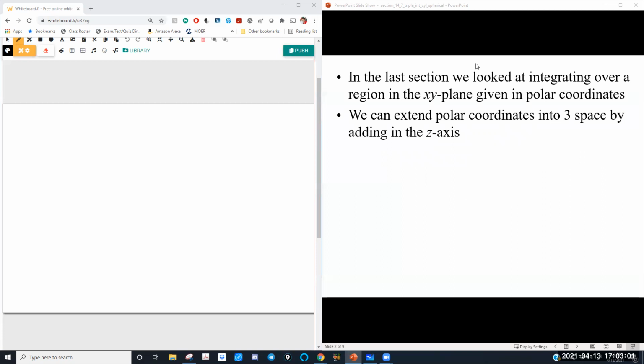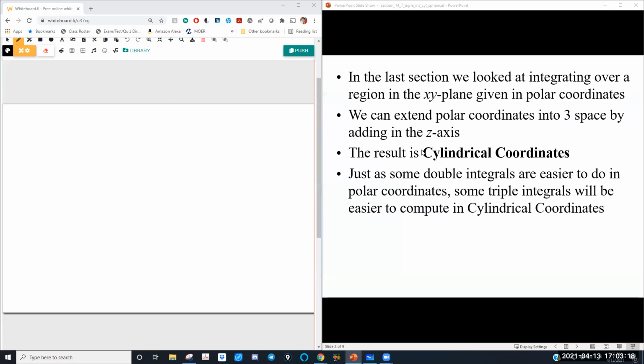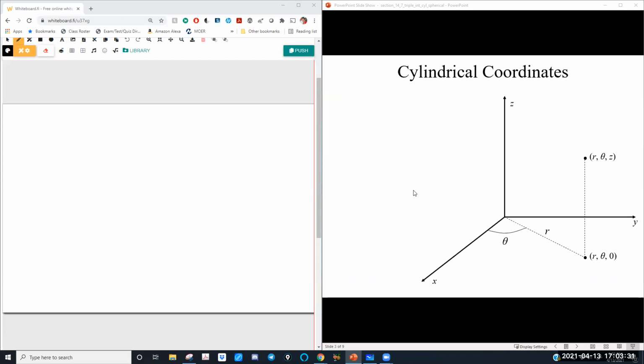So what we have first is our cylindrical coordinates, which are polar coordinates plus the z-axis. So really, cylindrical coordinates are polar coordinates in 3 dimensions. And the z-axis in cylindrical is the same as the z-axis in rectangular. So when we'd use cylindrical coordinates is very similar to when we would use polar coordinates for a double integral. And we'll talk about those here in a second.